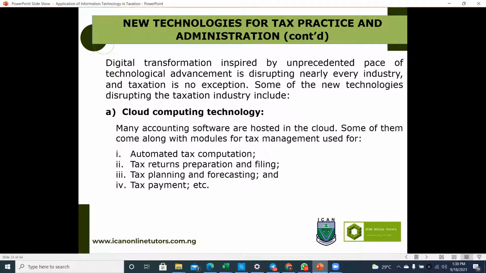Now, for cloud computing technology, we all agree that many companies nowadays are embracing the use of accounting software. And most of these accounting software are hosted in the cloud. Some of them come along with modules for tax management used for automated tax computation, such as computation of staff payroll, value-added tax, and the likes. We equally have tax returns preparation and filing. We have tax planning and forecasting, and we have tax payment.